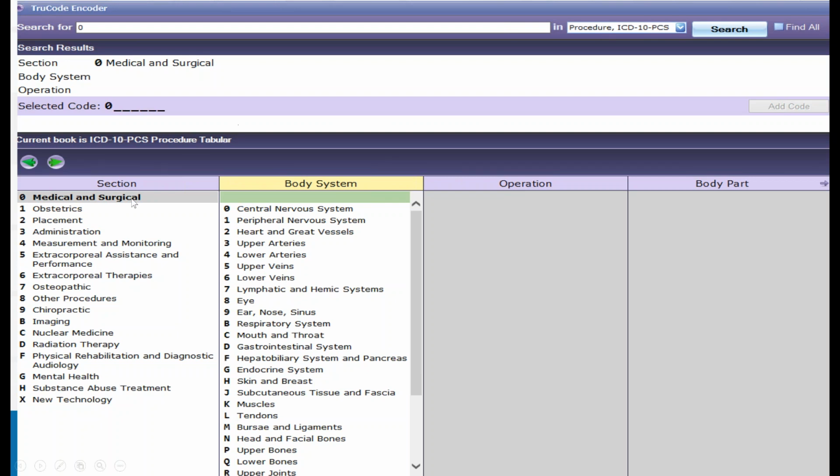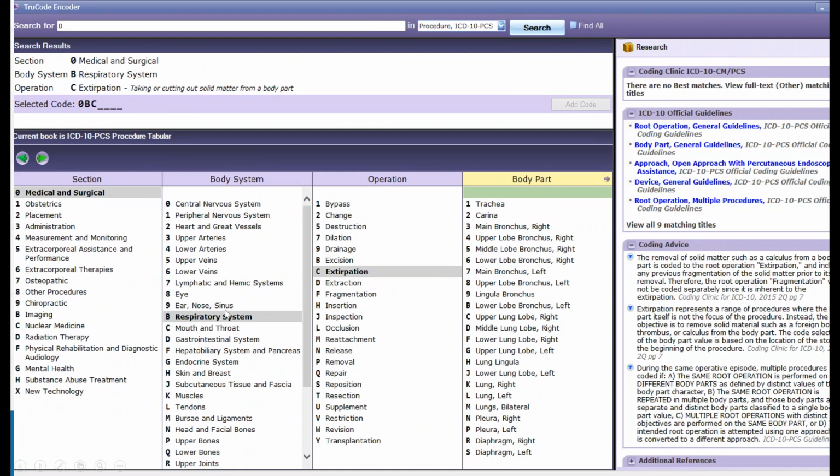So as I go through, you see I would pick out the section, mostly it's the medical and surgical section, and then I'd go to body system and pick up the body system there. From there I would pick out the operation. Again, this is where if I'm not sure on some of these definitions, I need to make sure that I'm using my official coding guidelines and Coding Clinic articles and those kinds of things.